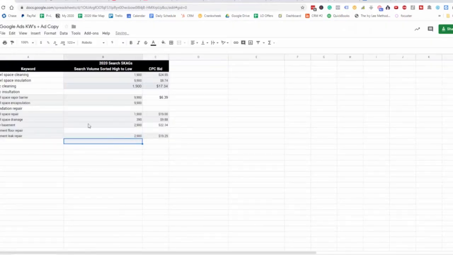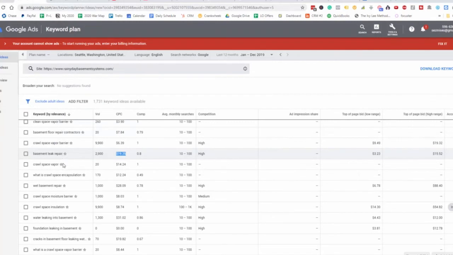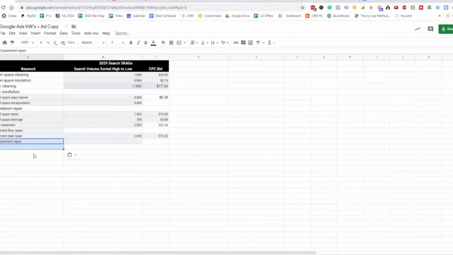Okay, let's look to find one more here. Wet basement repair. Perfect. So this is the last one. And then obviously we would have wet basement repair services, wet basement repair services near me, wet basement repair contractor. So all of these are top level keywords that we can use for our single keyword ad groups.